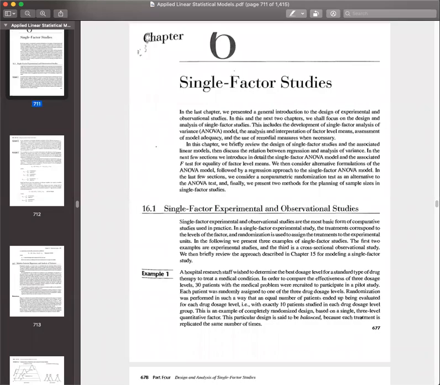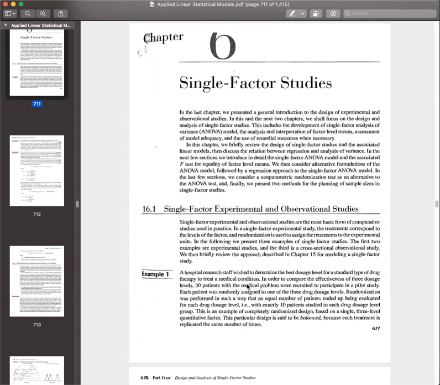Chapter 16, Single Factor Studies. In this chapter, we shall focus on the design and analysis of single factor studies. This includes the development of the single factor analysis of variance, ANOVA, model, the analysis and interpretation of factor level means, assessment of model adequacy, and the use of remedial measures when necessary.